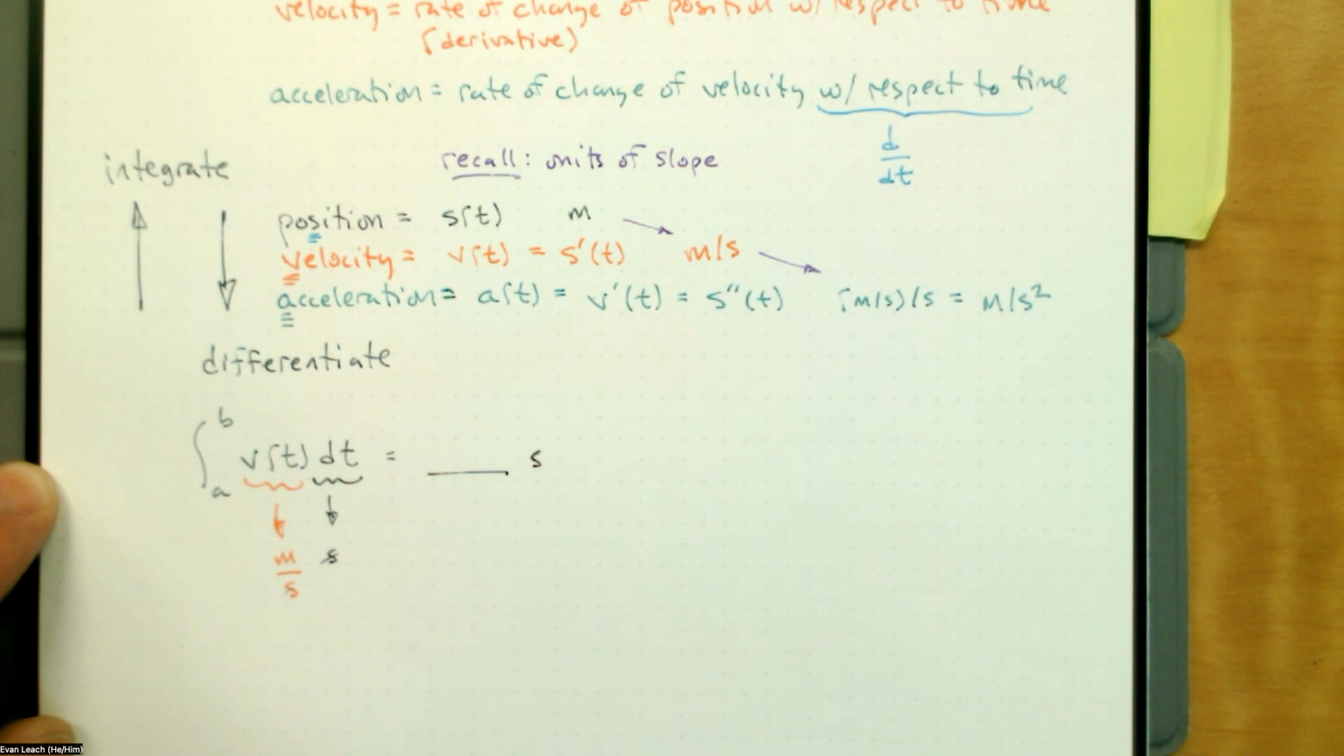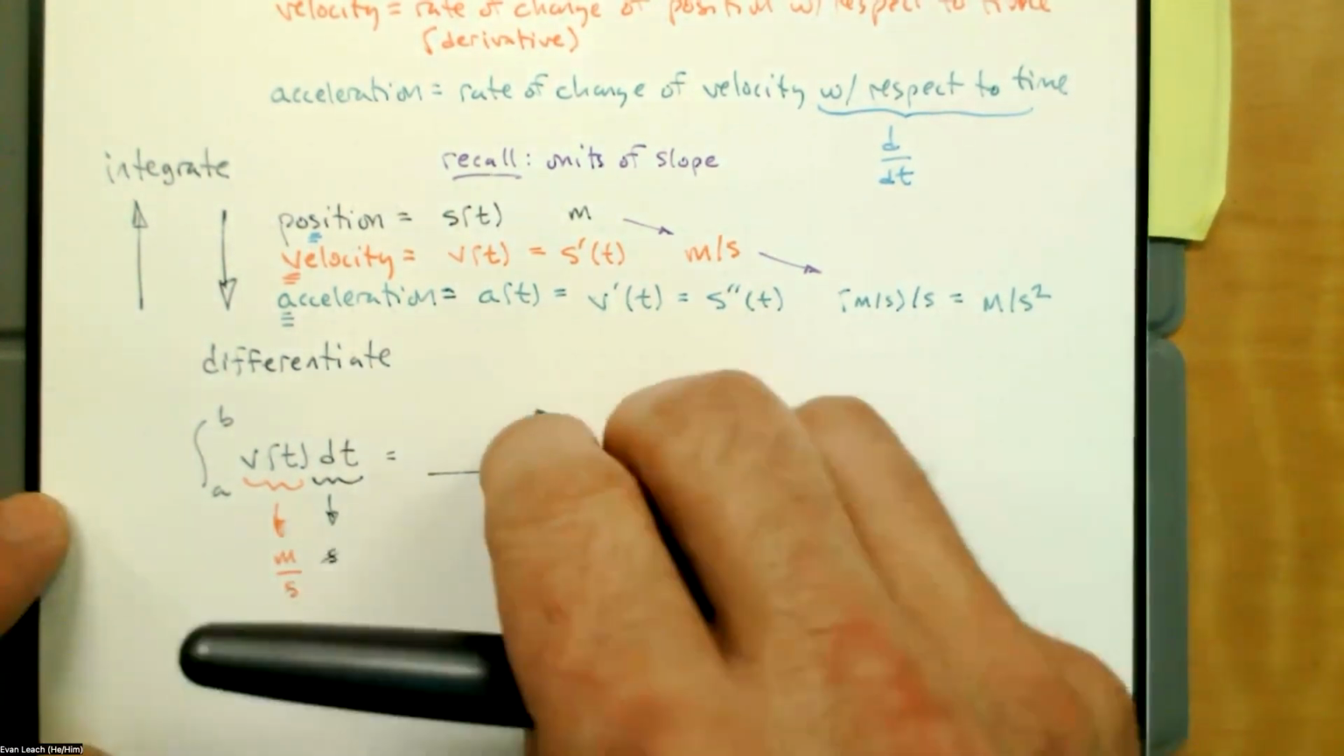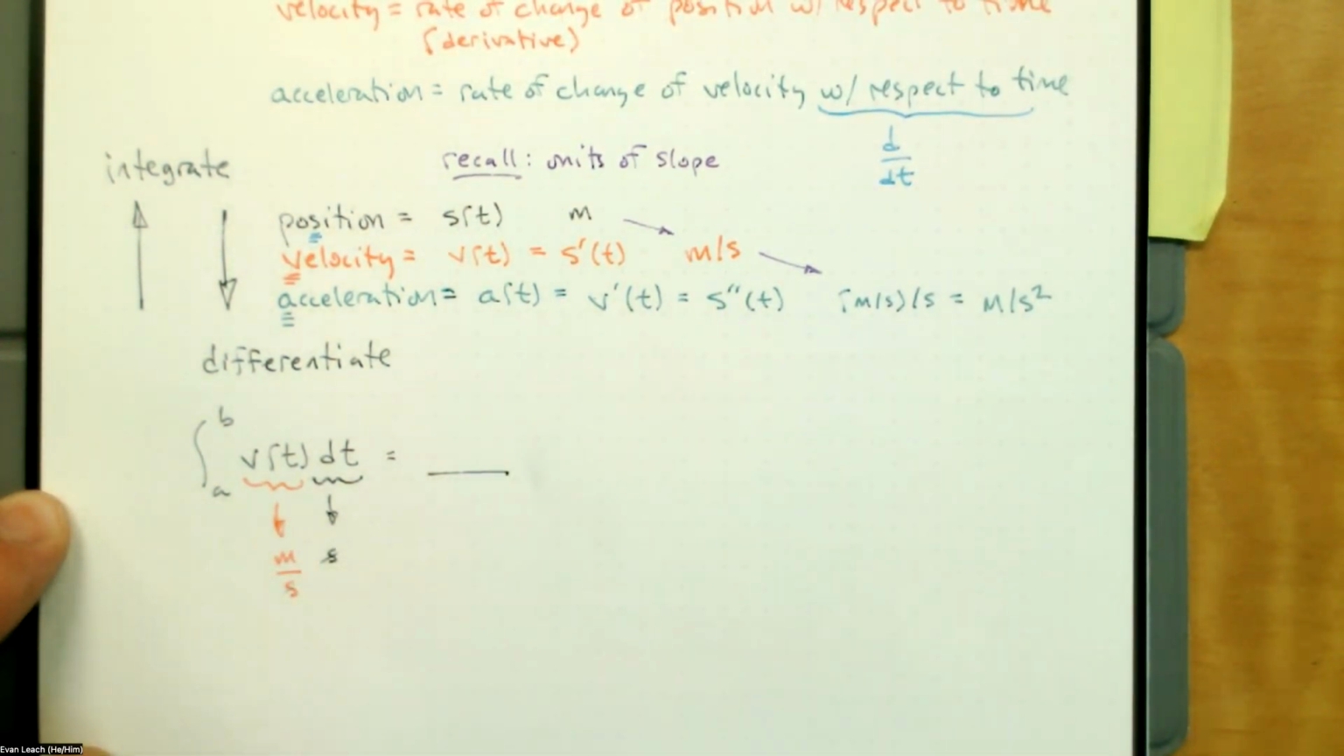I spelled M wrong. That's because M is slope. That's why I keep writing S. Actually, it's because the last thing I was looking at was an S.